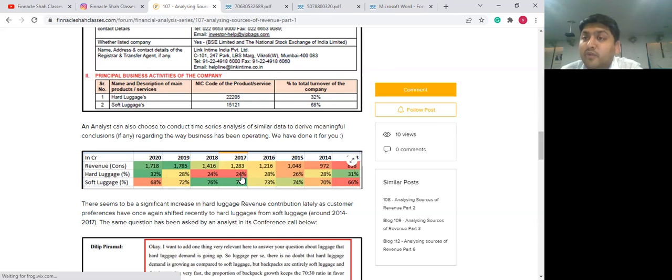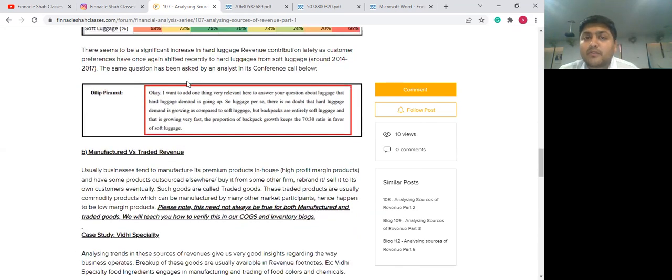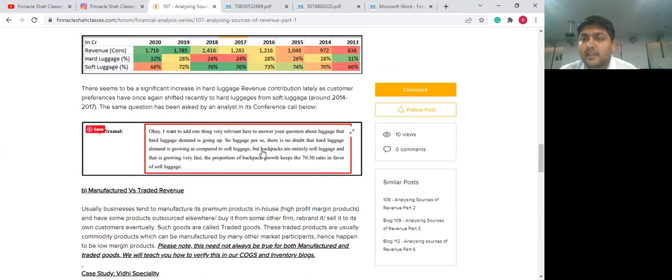When questioned about this trend to verify whether the data is genuinely representative of the underlying truth, the promoter of the company also confirmed the same thing in the con call. Like she said, the trend is back when it comes to backpacks as well as hard luggage.